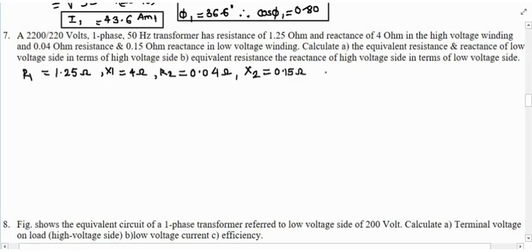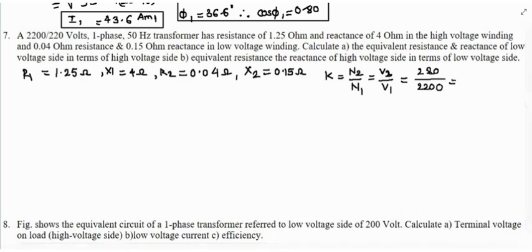Right? We know that what is K? K is nothing but N2 upon N1 equals V2 upon V1, which is equal to 220 divided by 2200. So you will get this as 0.1. Now let us move to the first part, A part.